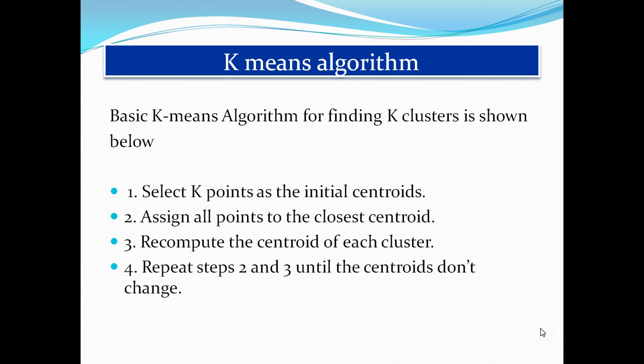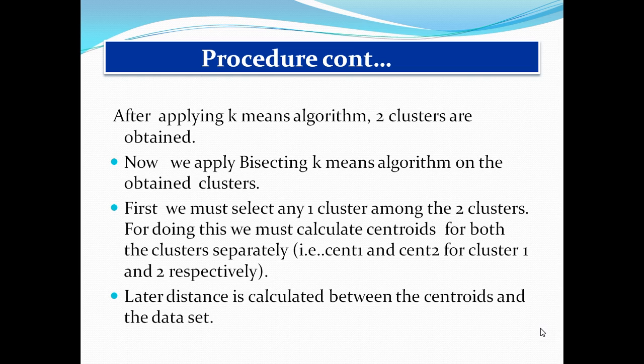Now first of all, the basic k-means algorithm is applied by taking 2 random points as initial centroids. What is the k-means algorithm? This k-means algorithm contains 4 steps. First step, select k points as the initial centroids. Step 2, assign all points to the closest centroid. Step 3, recompute the centroid of each cluster. Step 4, repeat steps 2 and 3 until the centroids don't change. Procedure continues. After applying the k-means algorithm, 2 clusters are obtained. Now we apply the bisecting k-means algorithm on the obtained clusters.